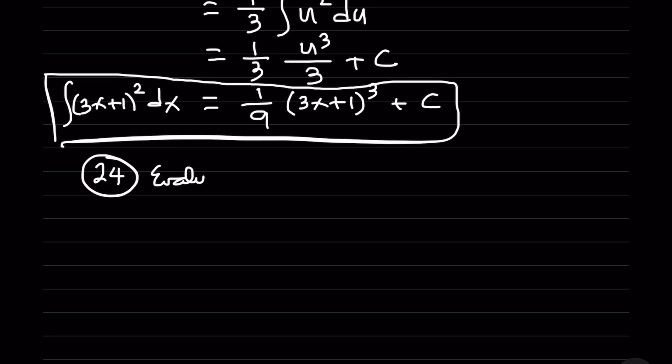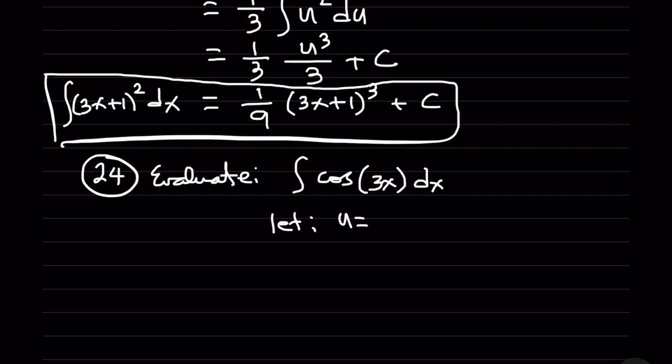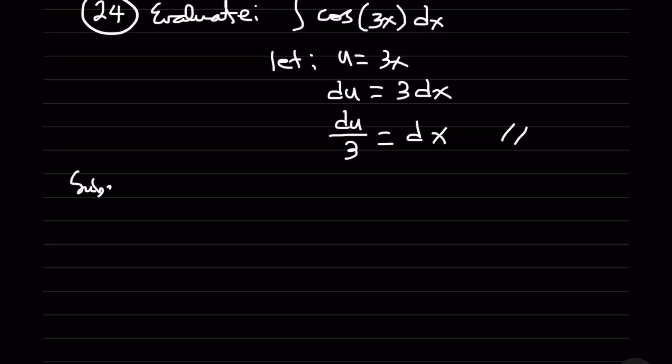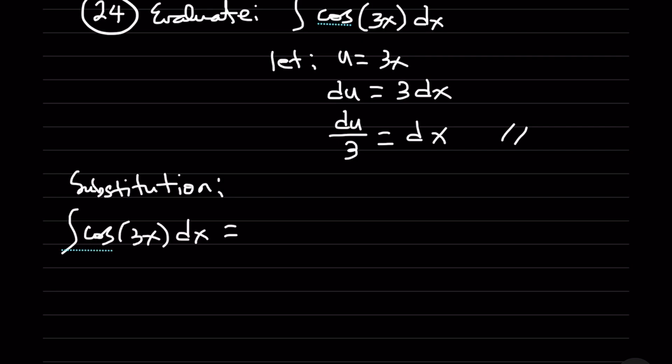Next problem, number 24. Evaluate the integral of cosine 3x dx. All right, this is easy. Again, by substitution, you let u be equal to 3x. So dx is equal to du over 3. We substitute u and du in the equation.